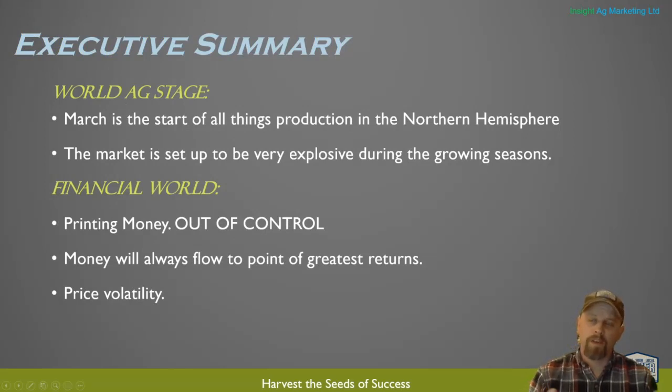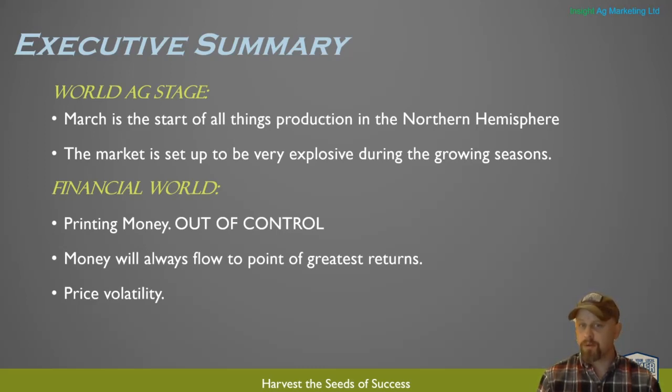So we started the Grain Navigator off with an executive summary. The World Ag Stage. What is going on in the World Ag Stage? Well, March is everything to do with all things production in North America. April 1st, the first crop reports come off, and everybody gets worked up about them. It's just the way it goes. And right now the market is set up to be very explosive during this year's growing season. In the financial world, everybody is printing money, and quite frankly, they're out of control, and something is going to have to give at some point.